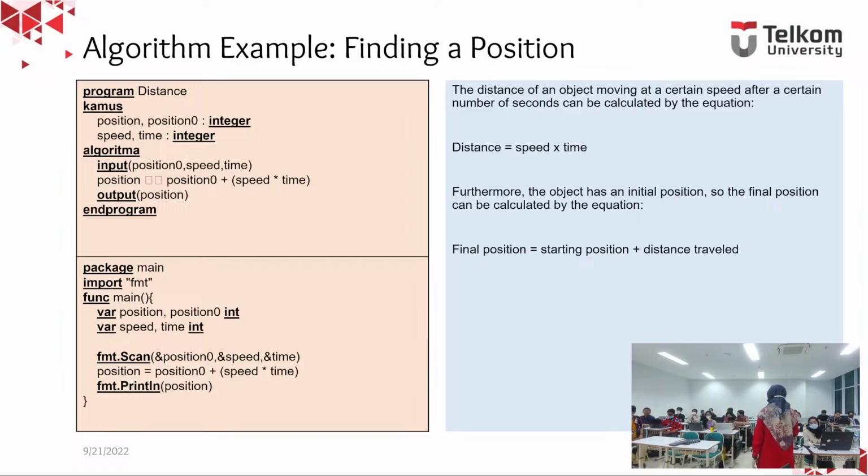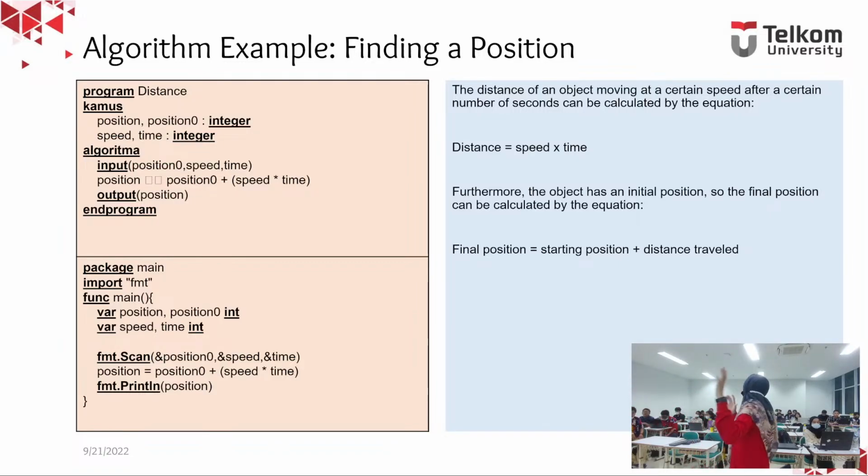But if you only use print without line at the end, it means that the next character will be printed out right next to the previous character. Okay, is there any question about this example?